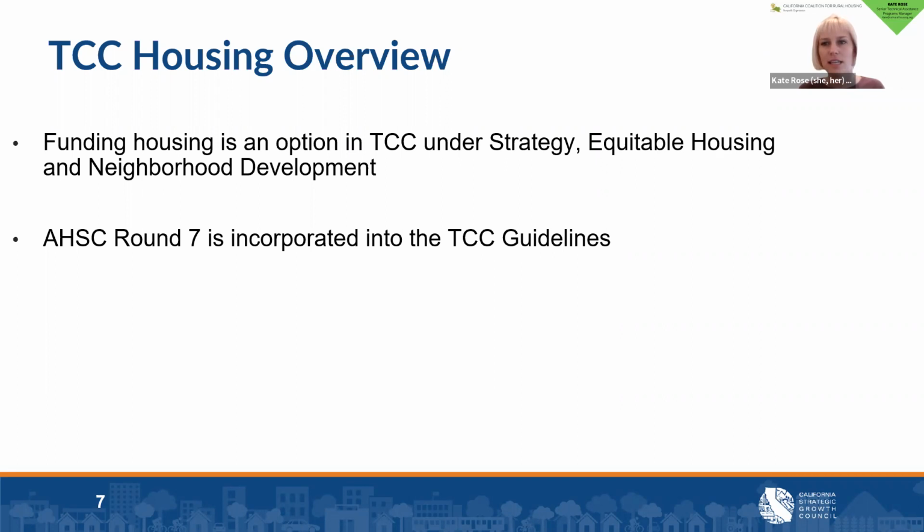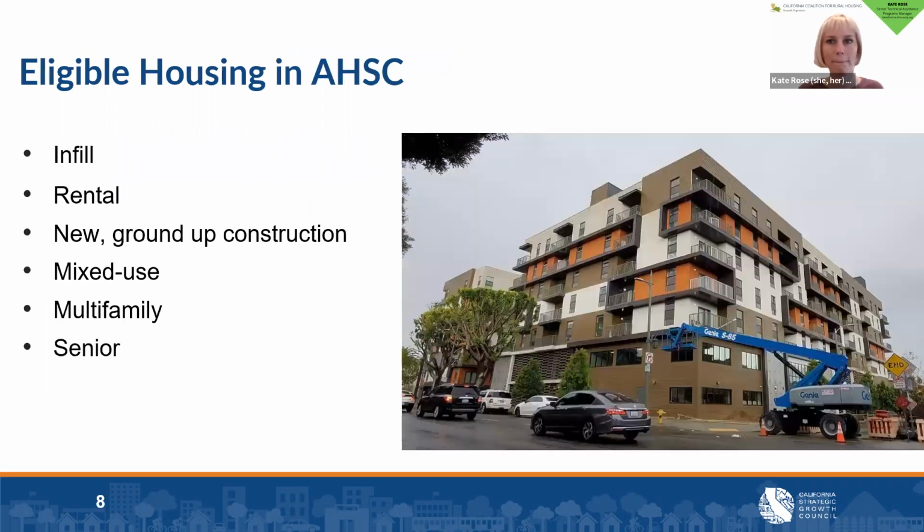So when you apply to TCC, if you want to include a housing development, you will have to select the equitable housing and neighborhood development strategy in the TCC application. And then you'll be required to fulfill the AHSC requirements from the current round of AHSC, which is round 7. We'll go over those requirements next. And I'll just note that thankfully there's a lot of shared goals between AHSC and TCC, so the 2 programs are a great match. So next I'll go into the details of what AHSC and then by extension TCC can fund. So because the AHSC guidelines are, again, incorporated into TCC, you'll essentially have to do an AHSC application if you want to fund housing development with TCC.